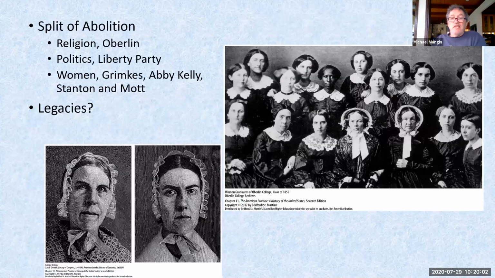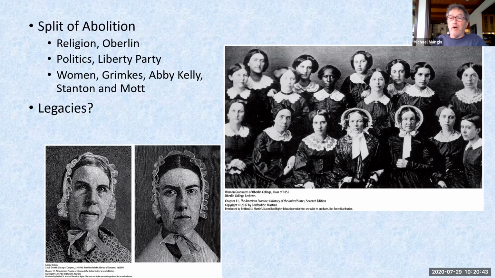So there were splits in abolition. As time passed, it was hard for many abolitionists to stay in line with Garrison on the role of the churches and of the government. With churches, they founded Oberlin College as a place where they could train anti-slavery ministers for many years. And this was the first co-educational, biracial college in the country. This is in the 1830s.